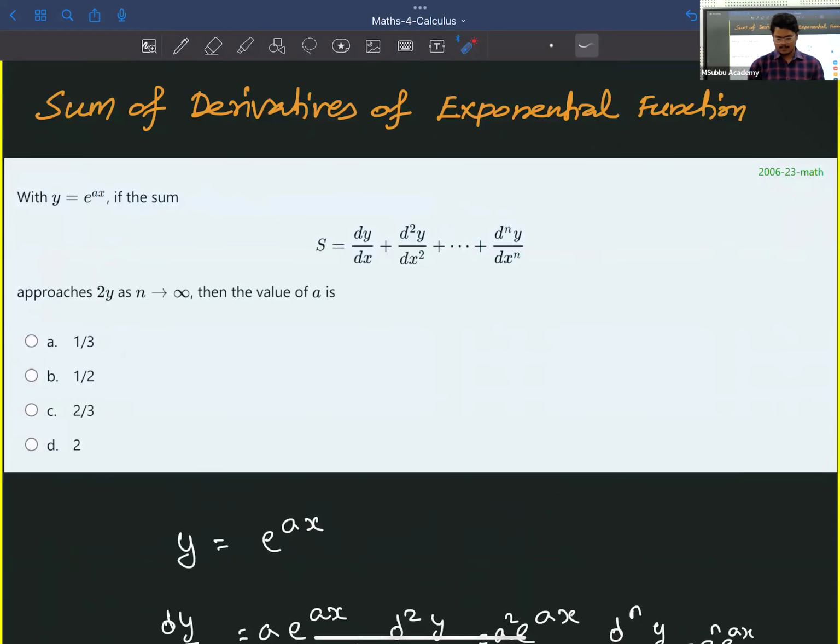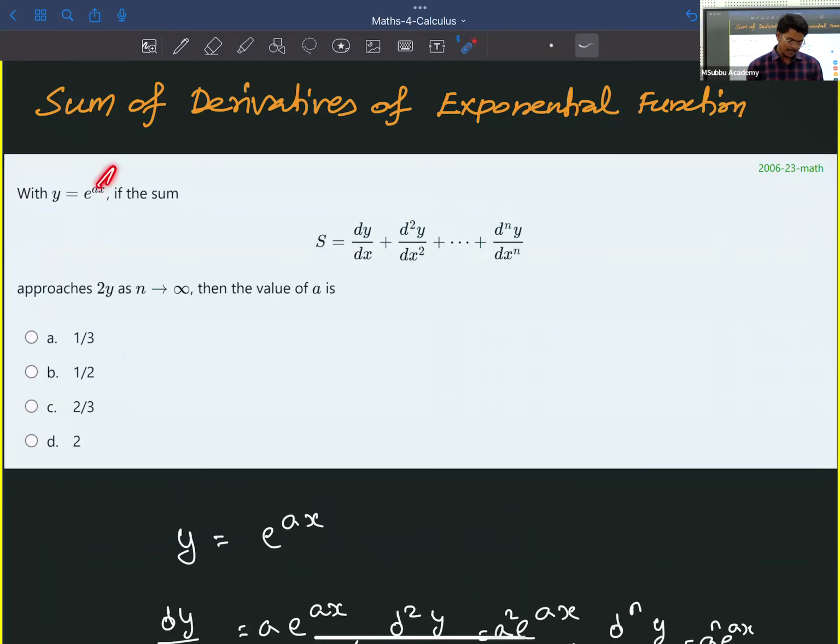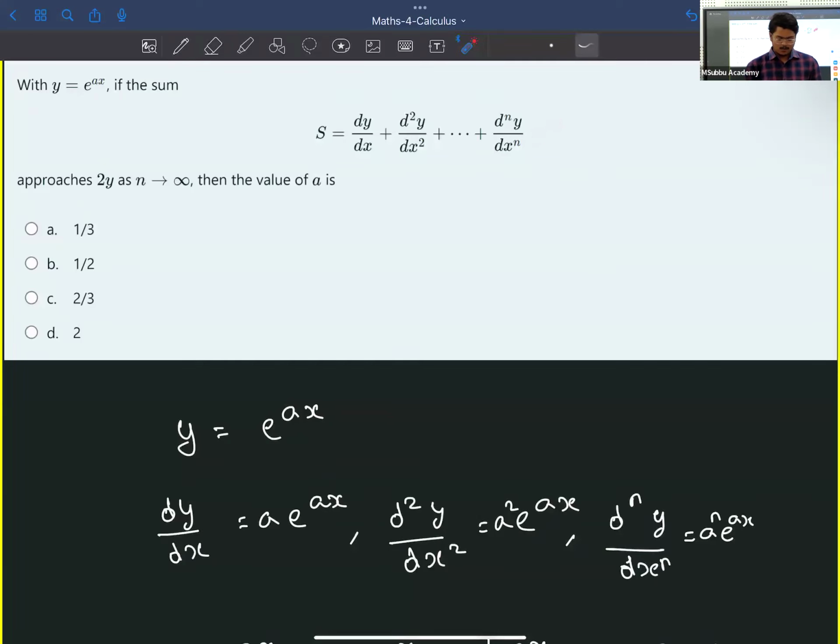So this is the sum of derivatives of an exponential function. What they have given us is y is equal to e power ax. They have given the sum s is equal to dy by dx plus d square y by dx square and so on till d n y by dx n. What is given is that this approaches y when n tends to infinity. Then find the value of a.